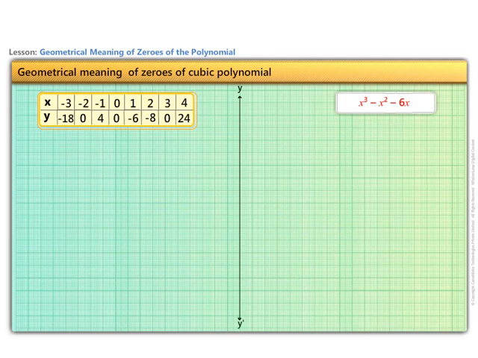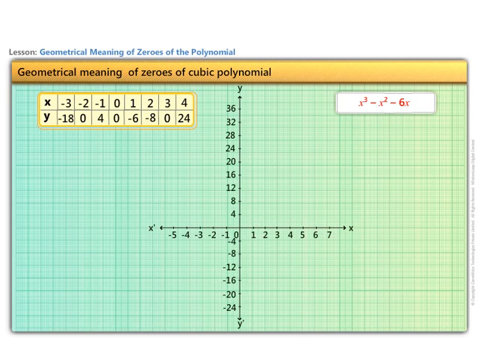Now, let us check if this is correct by drawing the graph of y is equal to x cubed minus x squared minus 6x by listing values of y corresponding to a few values of x. From the graph, we observe that minus 2, 0, 3 are the x-coordinates of the only points where the graph of y is equal to x cubed minus x squared minus 6x intersects the x-axis. So, these are the zeros of the polynomial.